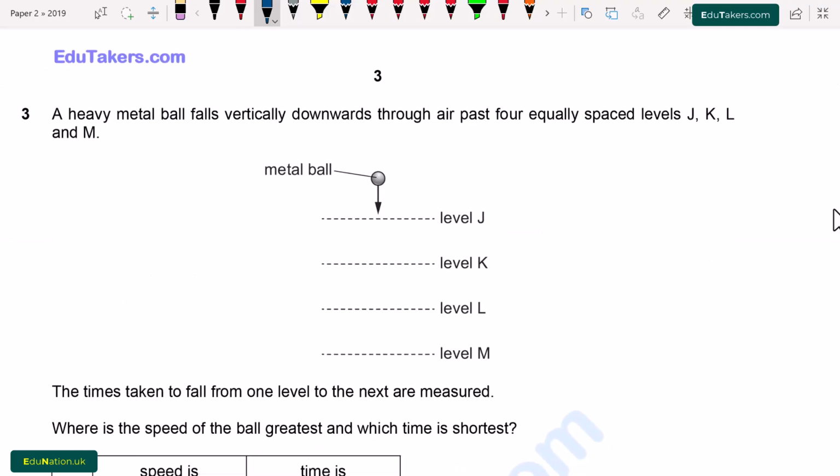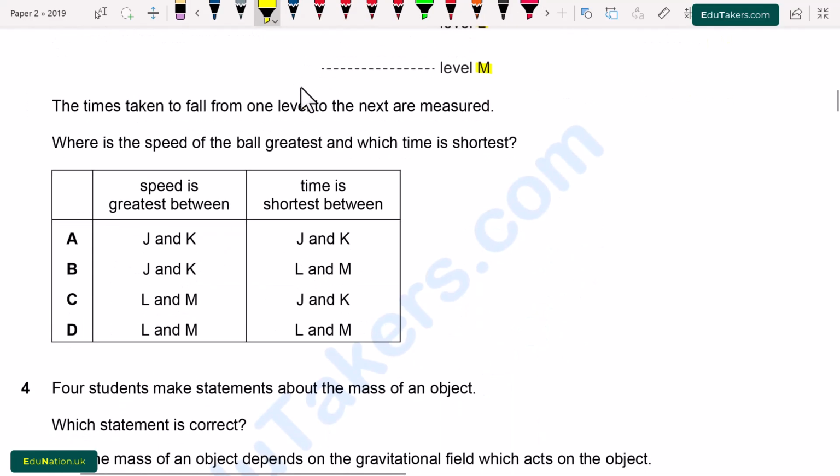Question number 3. A heavy metal ball falls vertically downwards through the air past four equally spaced levels J, K, L and M. There are levels shown, M, L, K and J, and there is also the metal ball that falls vertically downward. The times taken to fall from one level to the next are measured. Where is the speed of the ball greatest and which time is shortest?